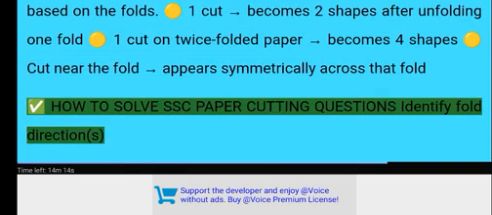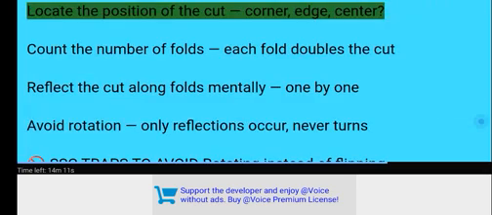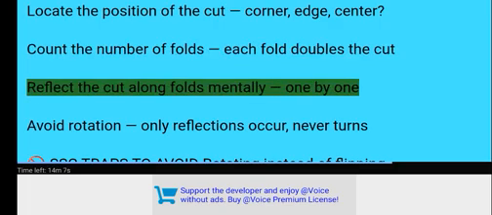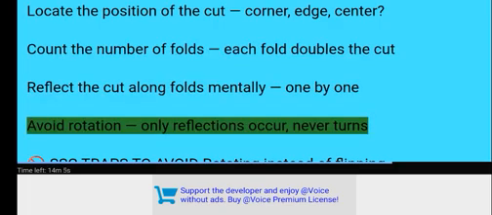How to solve SSC paper cutting questions. Identify fold directions. Locate the position of the cut: corner, edge, or center. Count the number of folds. Each fold doubles the cut. Reflect the cut along the folds mentally, one by one. Avoid rotation. Only reflections occur, never turns.